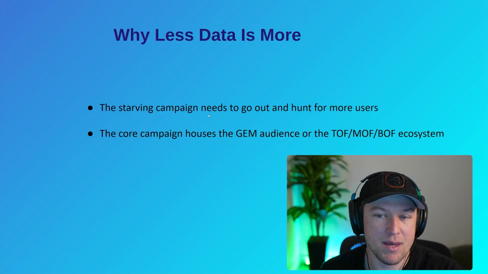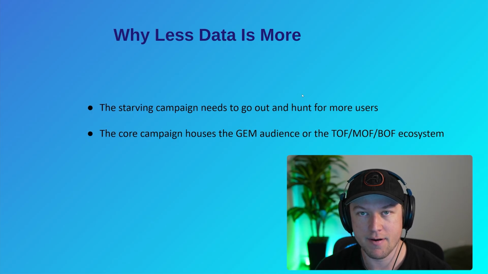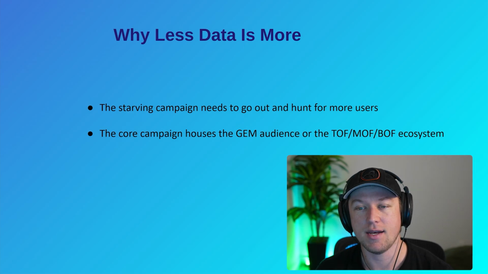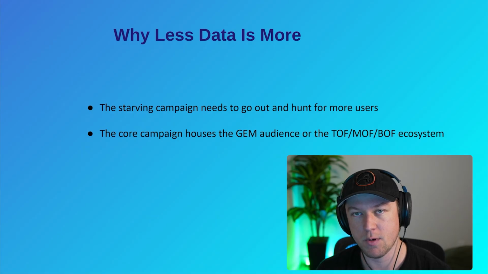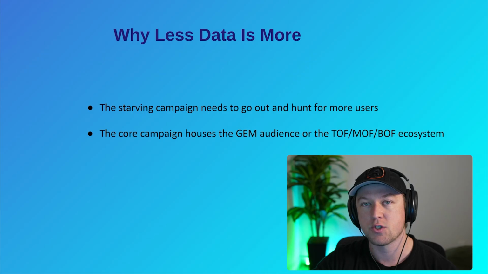So the starving campaign needs to go out and hunt for more users, right? It's hungry, it's not getting conversion data. Andromeda is going to be a lot better at finding new users, and it's going to be way, way better at targeting. It's going to need less feedback signals. You're still getting it in the pixel, and it's going to go for what resonates most with the type of user. So that'll be like hook rate or click-through rate, and it's just trying to get engagement.